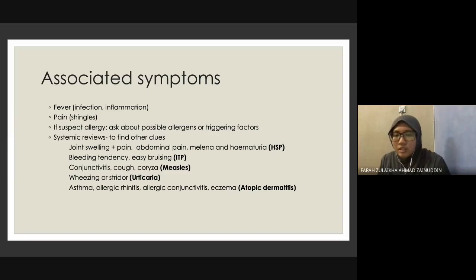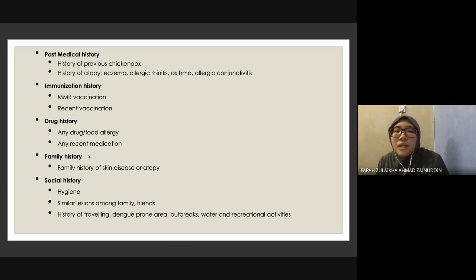It depends on the disease. If we think of HSP, then ask about joint swelling, pain, abdominal pain, melena, and also hematuria. If it's ITP, then think of any bleeding tendency or easy bruising. If it's measles, then we need to know the classical 3 Cs, which are the prodromals, consisting of conjunctivitis, cough, and coryza. If it's urticaria, then think of wheezing or stridor, allergic reaction. And for atopic dermatitis, think of other atopies such as asthma, allergic rhinitis, and conjunctivitis, as well as previous eczema before.